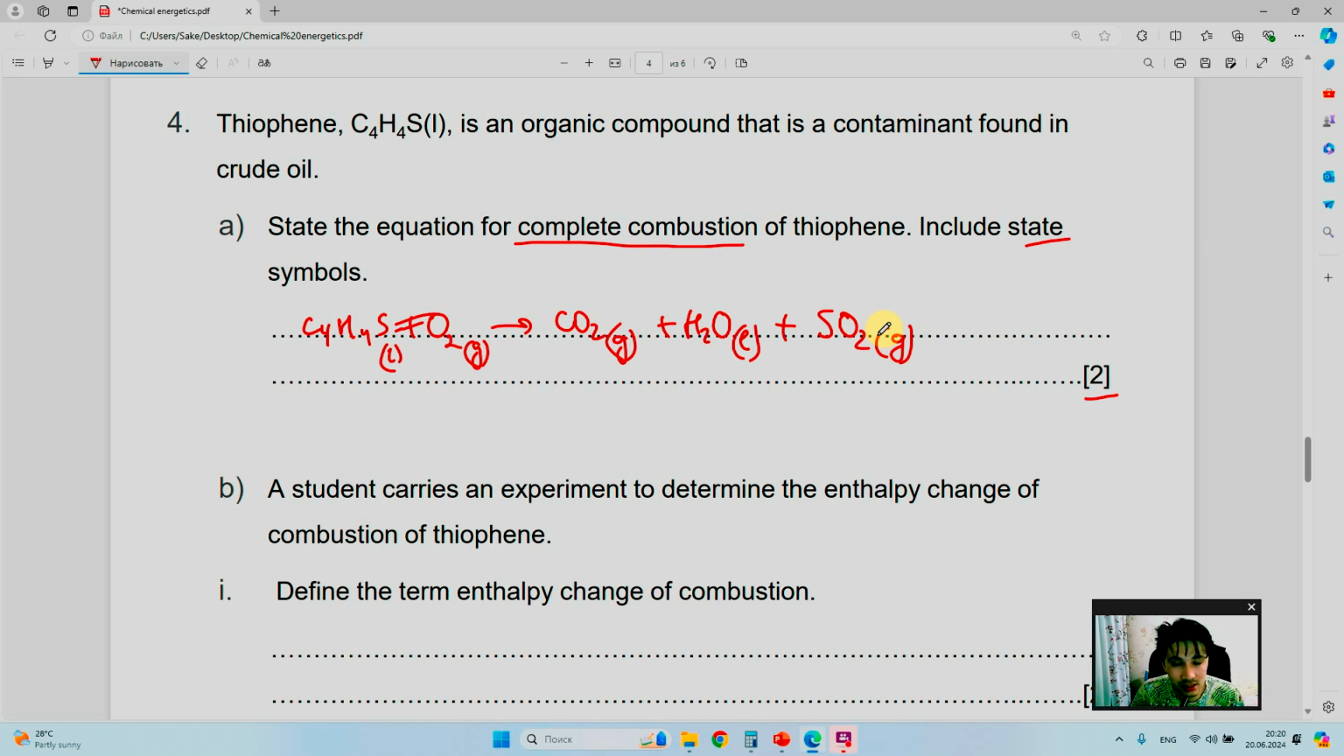Now we need to balance the equation, so this is your second mark. First mark probably for the correct products and state symbols included. Second mark probably is for proper balancing. So we need to simply balance the equation. So we put 4 here to balance carbons, we put 2 here to balance hydrogens, so sulfur is already balanced. Now let's check oxygens. 8 plus 2, 10, 12, so we need to put 6 here, and now the reaction is balanced. Next.